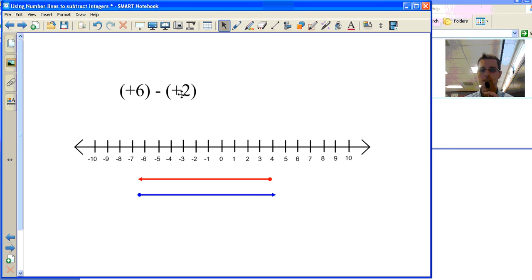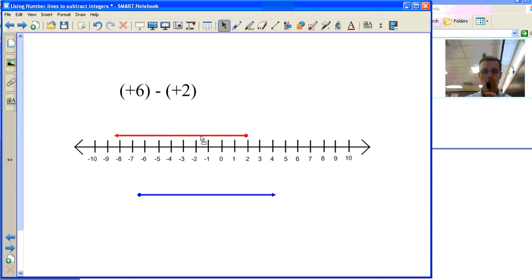So here we have +6 subtract +2. The big thing that I want to keep in mind and point out is, with subtracting integers, we start with the bottom number first. Okay, so we start with the second number first. And for this number, it is +2.